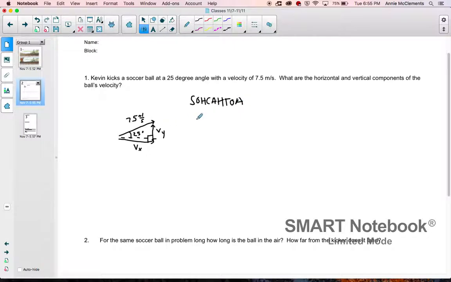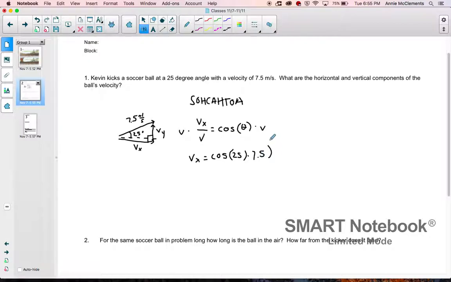So for Vx, Vx is adjacent to our angle, so we're going to use cosine. Vx divided by the hypotenuse, which is V, 7.5, is going to equal the cosine of the angle theta, which is this angle here. So we're going to multiply both sides by V, and I'm going to jump in and add our numbers in there. So our component in the horizontal direction is going to be cosine 25 times 7.5.